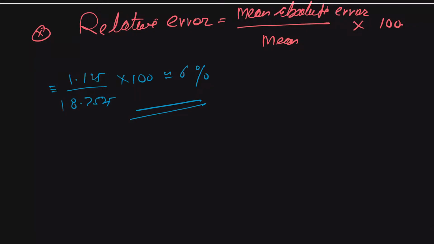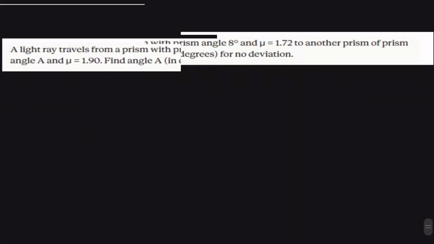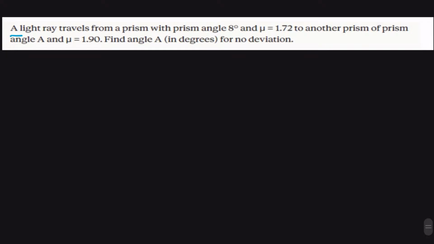Next question. It states that a light ray travels from a prism with a prism angle of 8 degrees, mu as 1.72, to another prism of prism angle A and mu as 1.9. Find the angle A with no deviation. So the basic diagram for no deviation we already know. We have two prisms connected something like this. The first prism angle is given as 8, and the second prism angle is A, which we are supposed to find for no deviation.